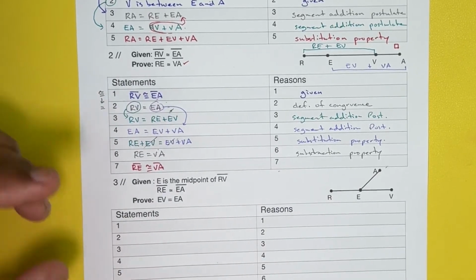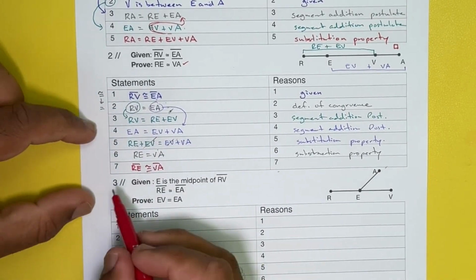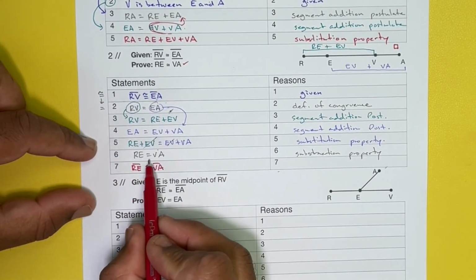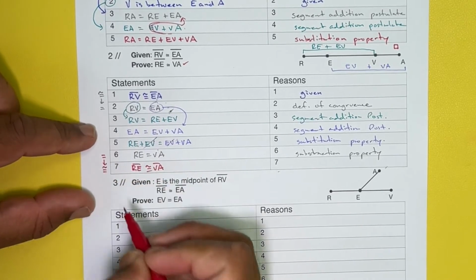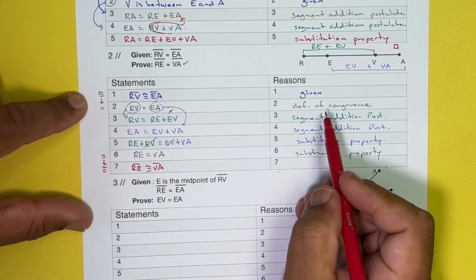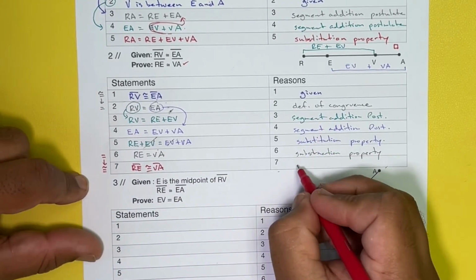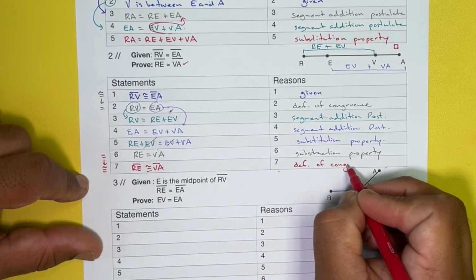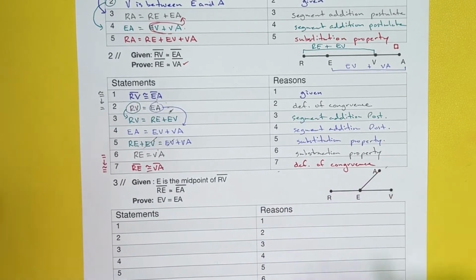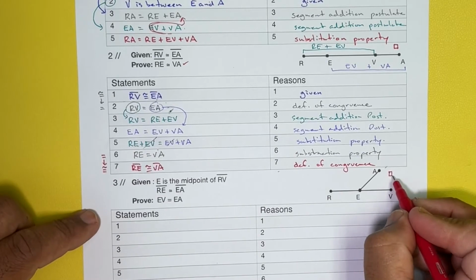Last step. How did I go from 6 to 7? I went from equals to congruence. So anytime I go from equals to congruence, just like I did above, that's definition of congruence. This one is definition of congruence. Proved it.